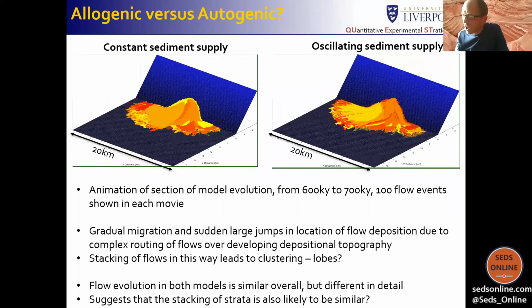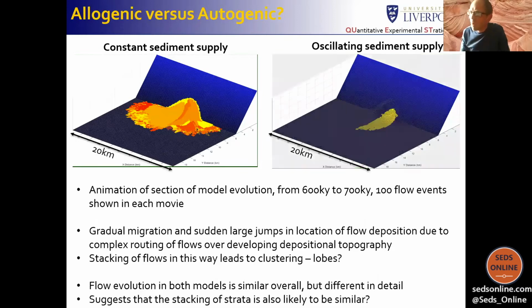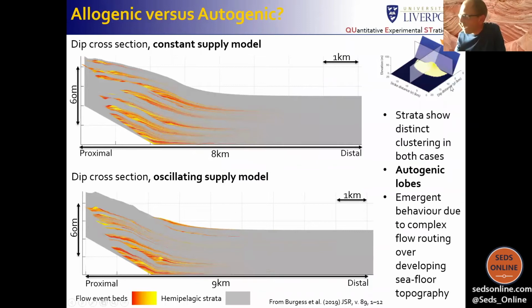So what does this look like in cross-section? You can see straight away the two models are very similar, different in detail, but similar in overall patterns. When we look at them in cross-section down dip, here's the 3D view again, and here's the dip direction cross-section. That's what these two are, one from the constant supply model, one from the oscillating supply model. And you can see they look, again, different in detail, but similar in overall statistical style, you might say.